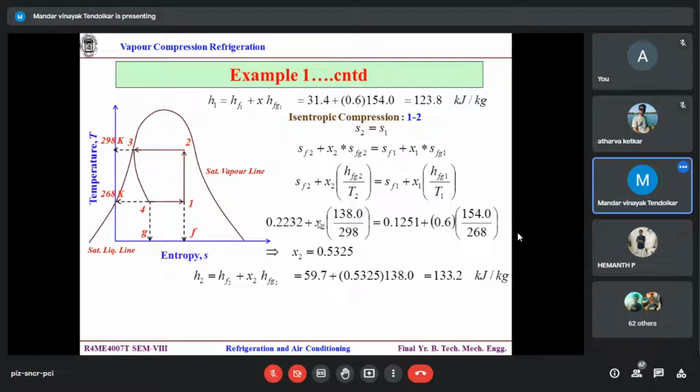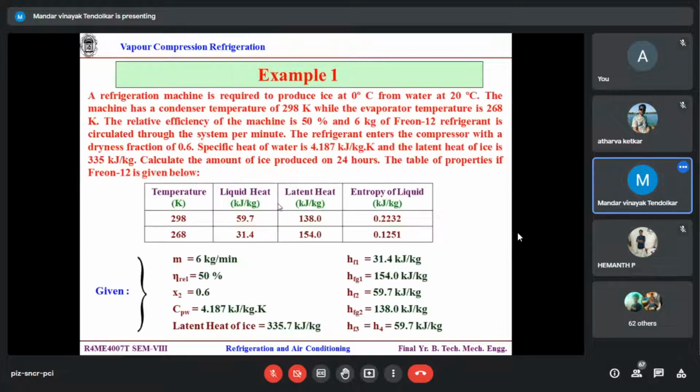Fine. So I got H1, I got H2. Now the only issue is H3, which is equal to H4. But that is simple. That is HF3, liquid part, entire liquid. So that is already known to me. H3 is equal to HF3, entire liquid, which is the same as H4. That value is taken directly from the table, liquid enthalpy. This is the same as H4, isenthalpic expansion. So 59.7.